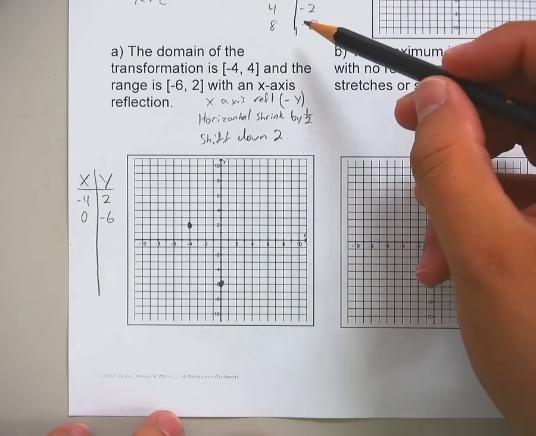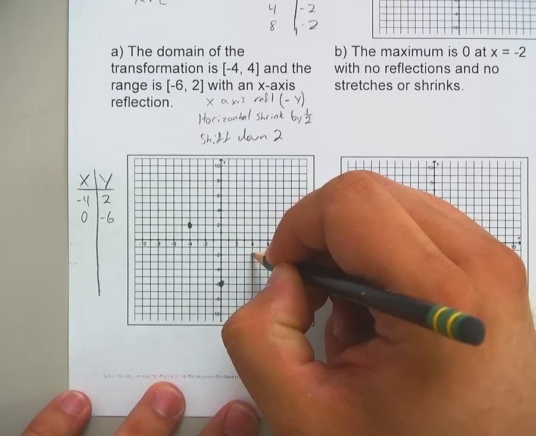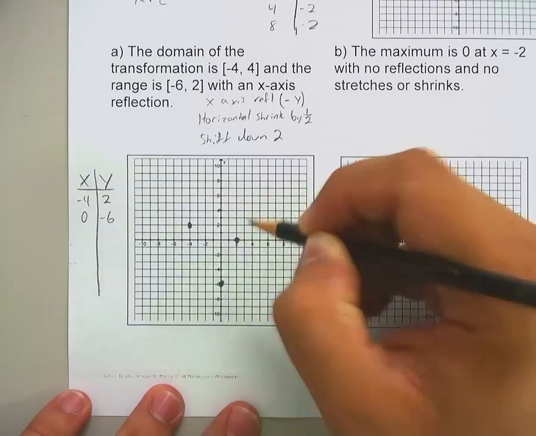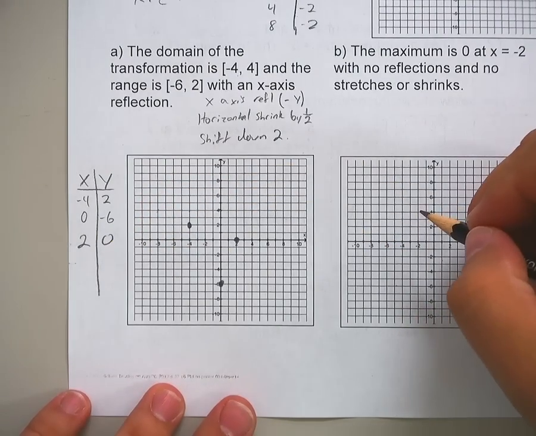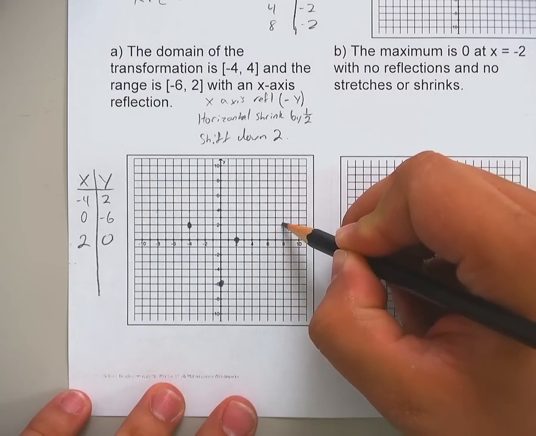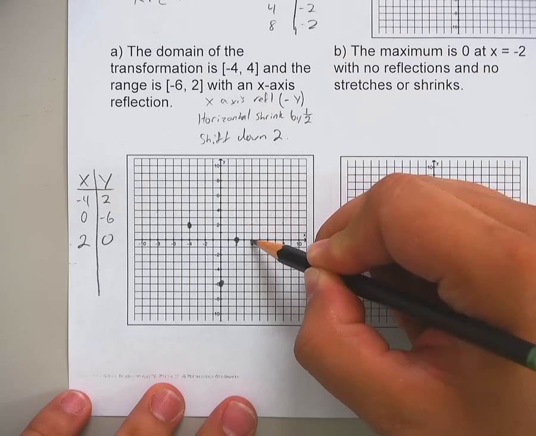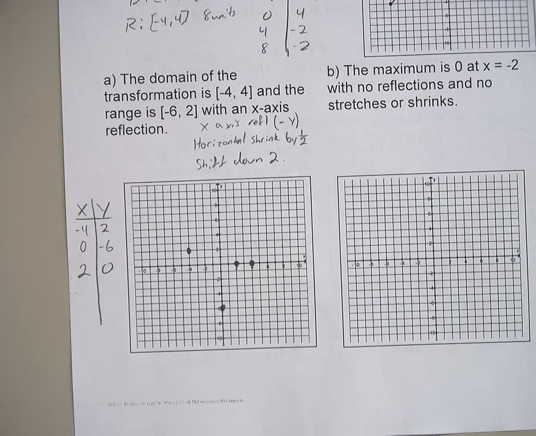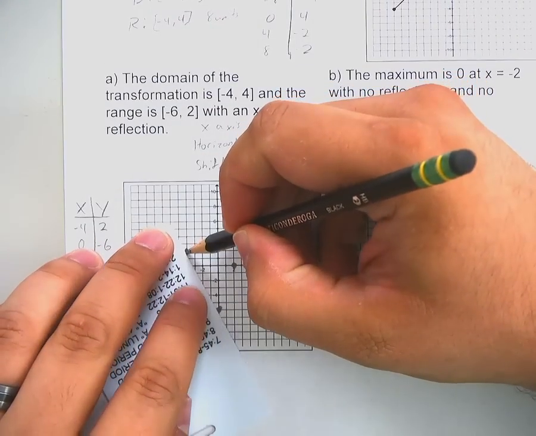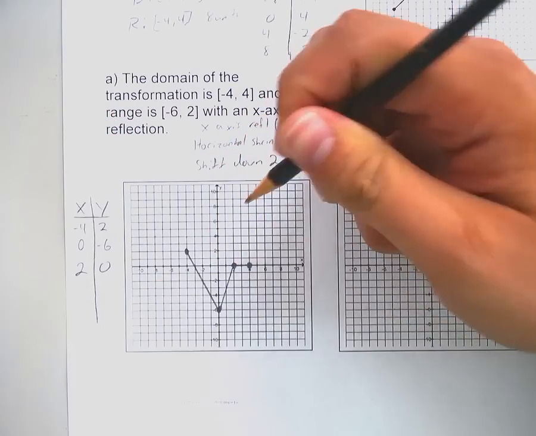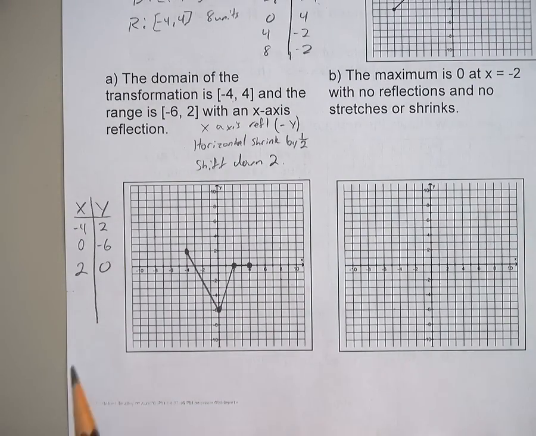Next point, 4, -2. Do an x-axis reflection, cut your x's in half, and go down 2. 2, 0. 8, -2. Do an x-axis reflection, cut your x's in half, go down 2. All right. Like this, and like this. That's an x-axis reflection, a horizontal shrink by 2, or by half, excuse me, and down 2.